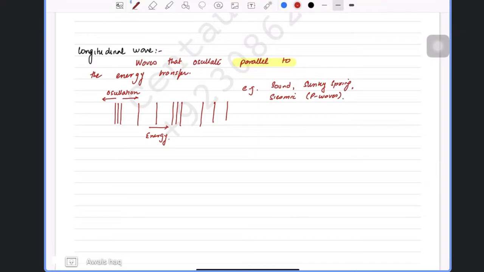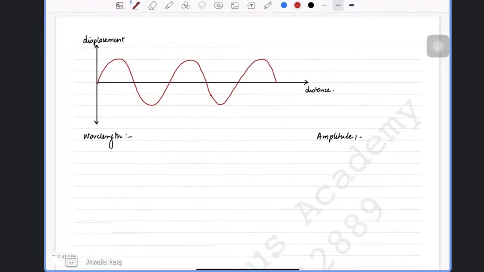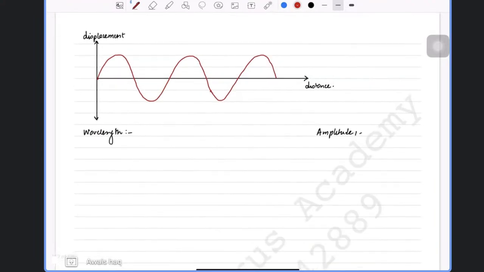Next, we're going to go to how they're displayed. The first graph that you can draw is between two things. You can put displacement on this side and distance on this side, and if a graph like this is given, from the graph you can find two things. First, you can find the wavelength. The top of the graph is always the crest, and the bottom ones are troughs.